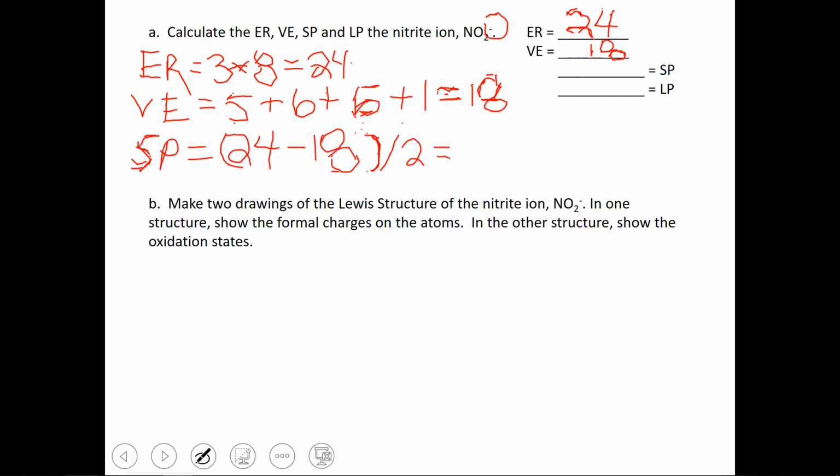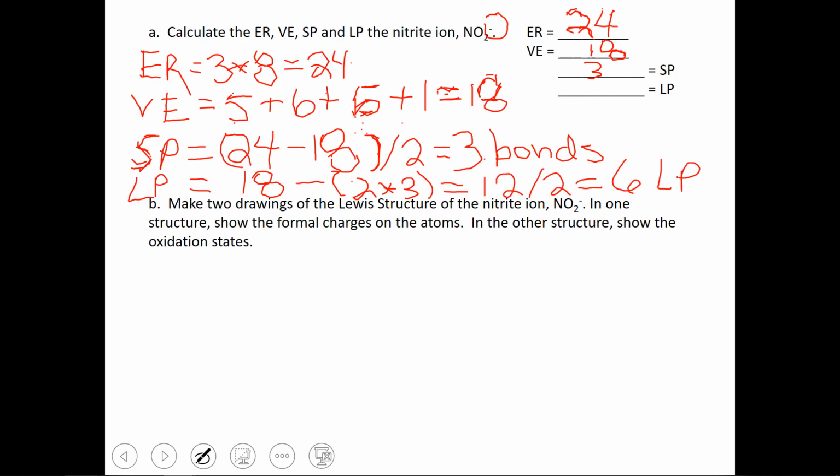The number of shared pairs will be our electrons required minus our valence electrons, divided by 2. This will give us 3 bonds. Our lone pairs will be our valence electrons minus the ones that are involved in bonds, which would be, of course, 6 electrons, or 2 times 3 bonds. And this will give us 12 electrons involved in bonds, or 6 lone pairs.